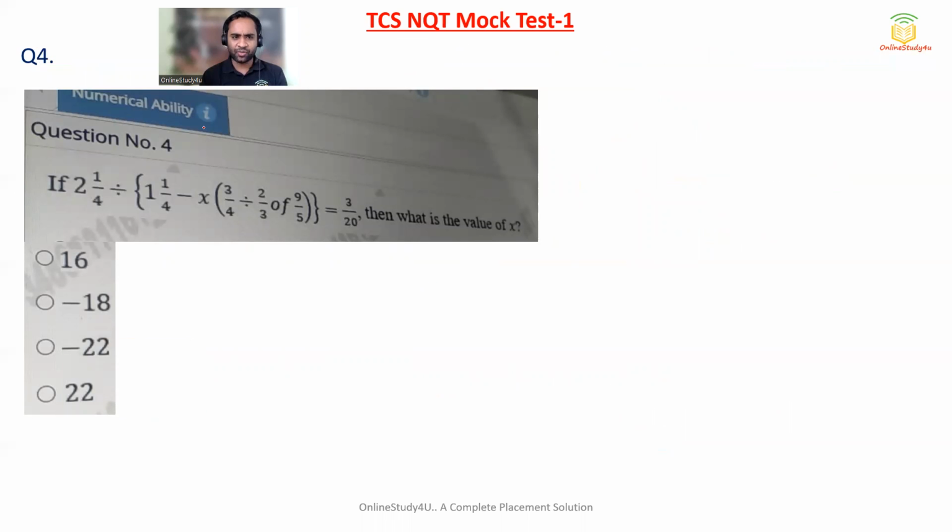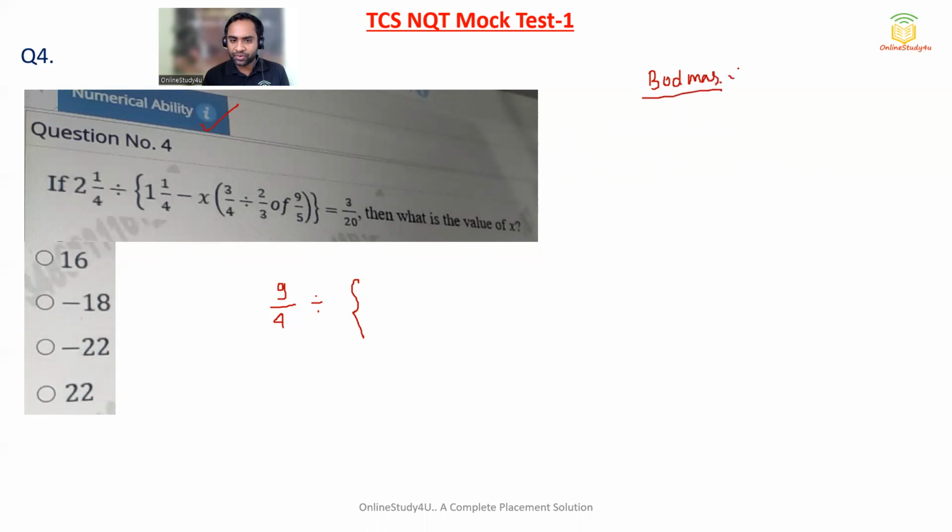So you can see this is a numerical ability question asked in the TCS exam itself. So if this is divided by this, there are so many things here. Let us try to resolve it one by one. First, you try to solve it by yourself. 4 into 2, 8. 8 plus 1, 9 by 4 divided by, and then see, BODMAS also you have to understand.